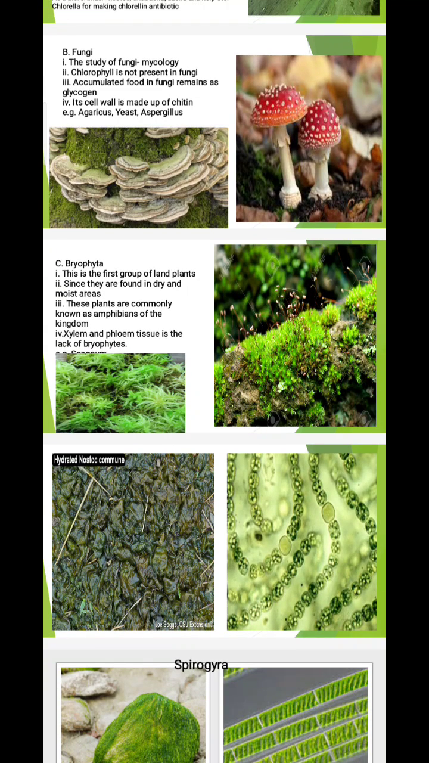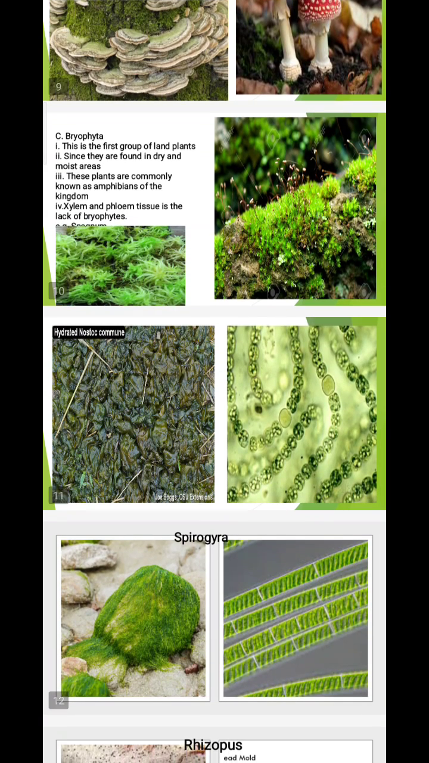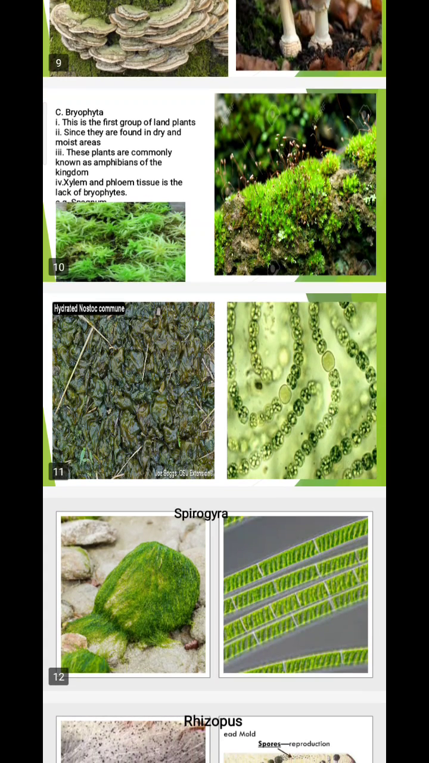So shortly I explained about the three units. Then you have to see the pictures of the actual examples in your syllabus. So next is about Nostoc commune. This Nostoc is aquatic, and they form different colonies, and under the microscope you have to see the bead-like structure. This is the first example in your algae unit.